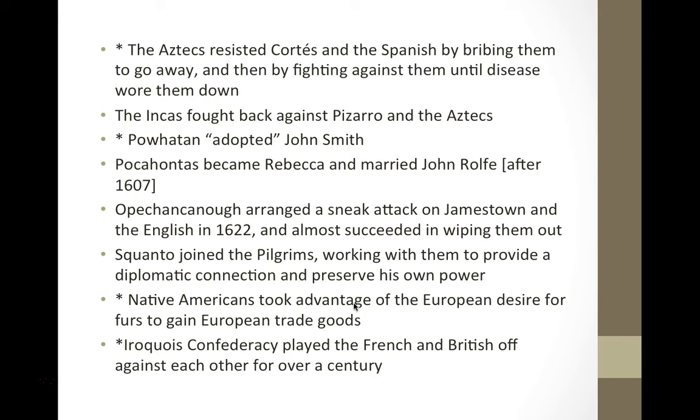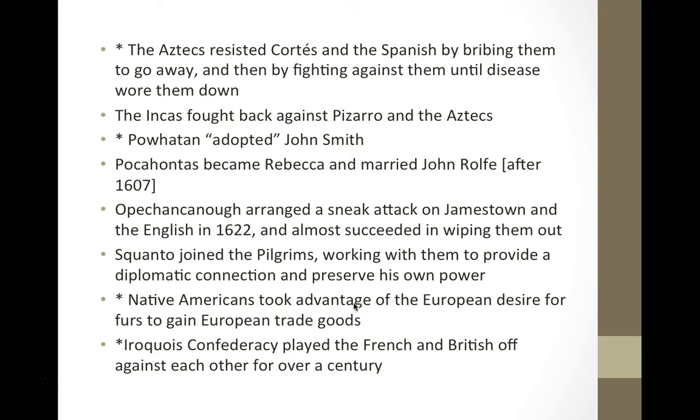Powhatan is going to adopt John Smith, kind of bring him under his ideas. We've talked a lot about the whole Pocahontas legend with John Smith and John Rolfe and all that stuff. We are going to see sneak attacks. Opechancanough, I'm sure I didn't pronounce that right again. Doing my best, sue me. He arranged a sneak attack on Jamestown and the English in 1622. It almost wipes out Jamestown. He'll come back later.